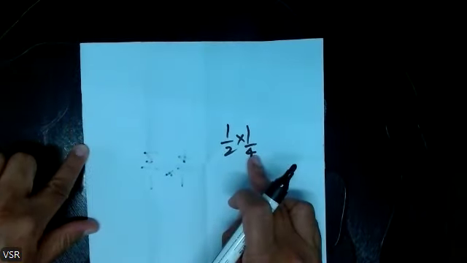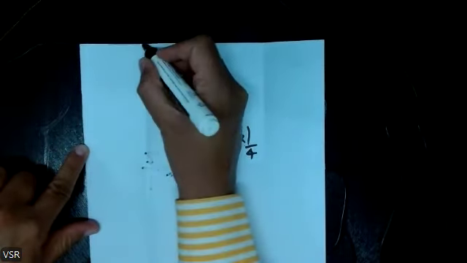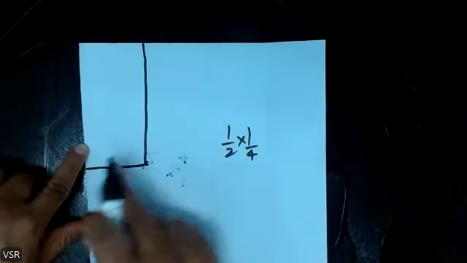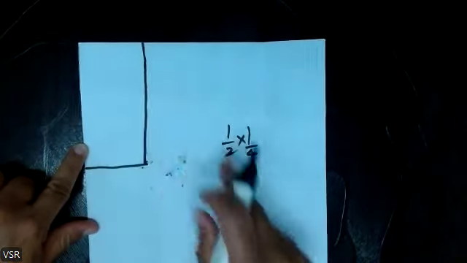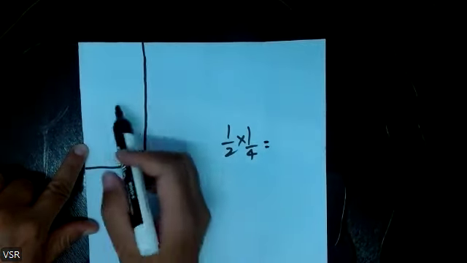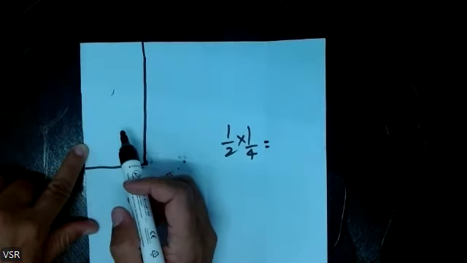So 1 by 4 of half. This is half. Okay, this side is half. So 1 by 4 of half is so much, right? So this is my 1 by 4 of half. And now you can see, friends, what is the answer for this. You can see this is 1 by 4 of half, that is half into 1 by 4.